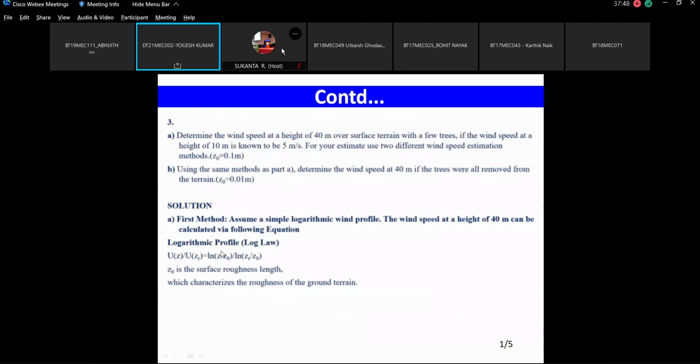So use this formula, the logarithmic profile law, and calculate the wind speed at 40 meter height. uzr is 5 meter per second, z is equal to 40 meter, z naught is equal to 0.1 meter, and zr equal to 10 meter. Calculate wind speed uz, u40.